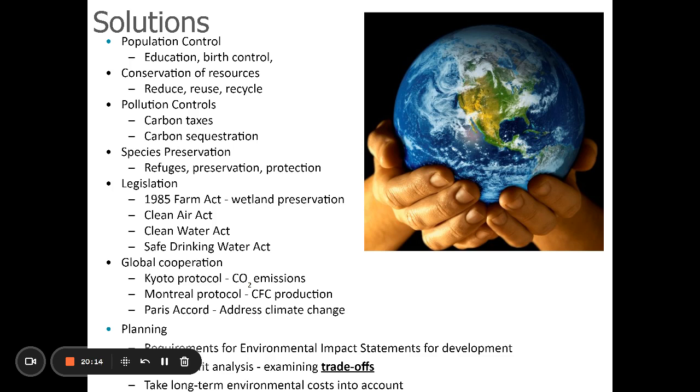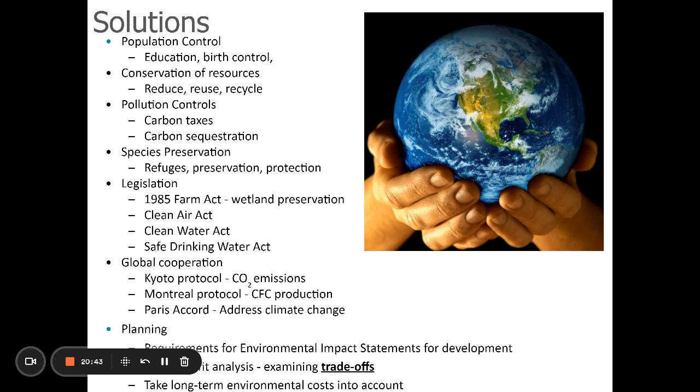And you may hear of Paris Accords or the Paris Treaty. It was a major treaty that countries throughout the world signed to try to address climate change. But this word is underlined: trade-offs. That's an important term. It's one that sometimes shows up on the Regents exam because doing some of these activities, we have to think about the trade-offs, right?